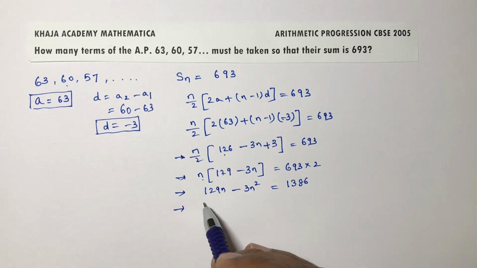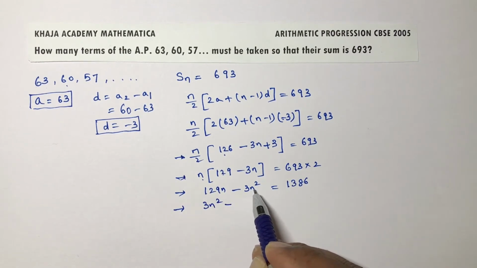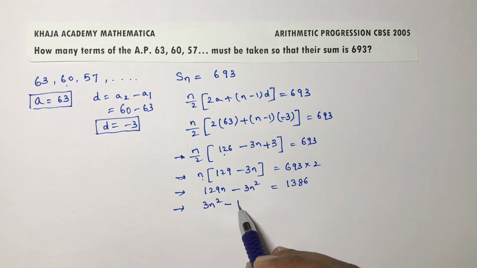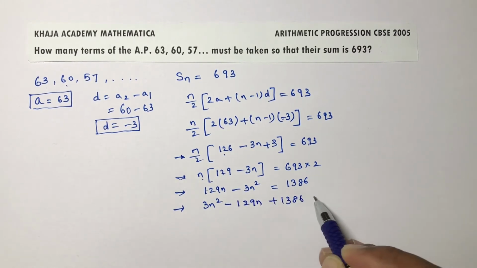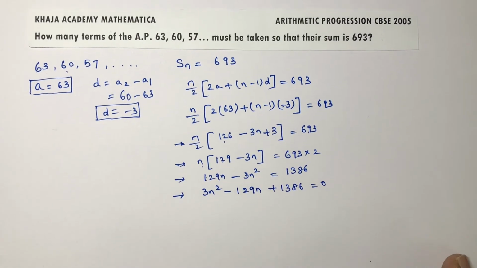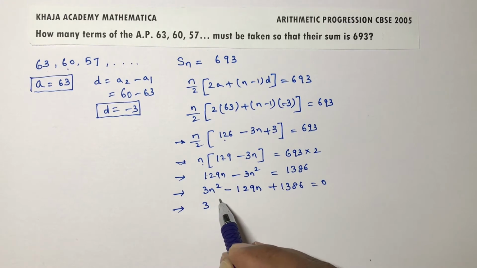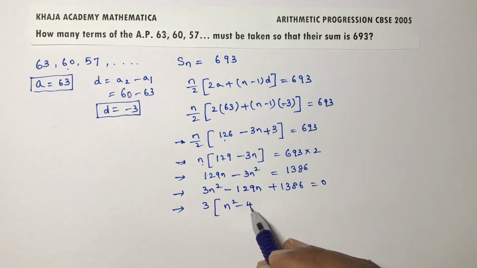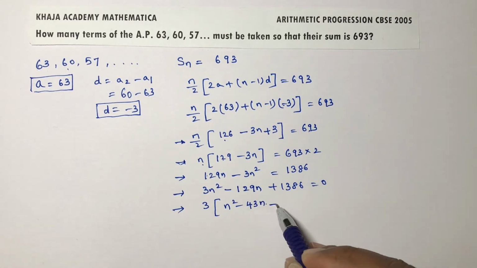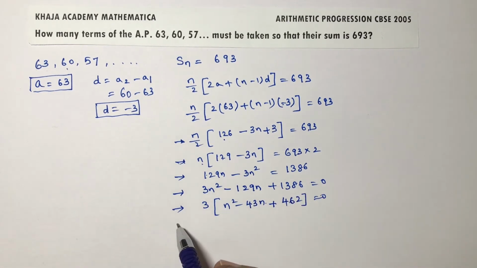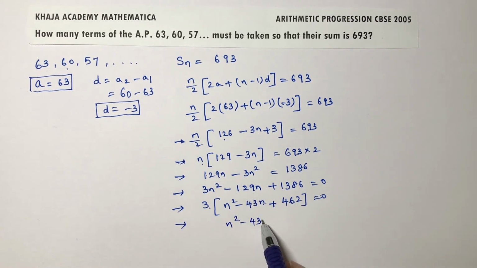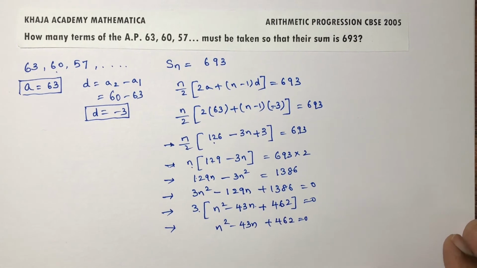Next, if you write in standard form, 3n square, first n square and it is positive, so I am taking these two terms towards the right side. 3n square, this plus 129 will become minus 129n plus 1386 equals 0. Now here you can take 3 common. If you take 3 common, n square minus, 3 fours 12, 3 plus, 3 fours 12, 18, 3 6, 3 2. So 3, on the other side, 0 by 3 is 0. So you are left with the equation n square minus 43n plus 462 equals 0.